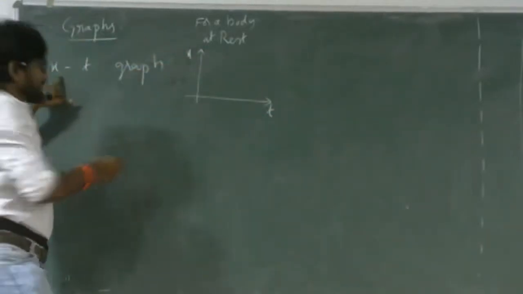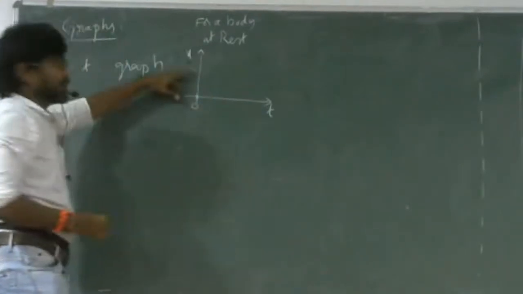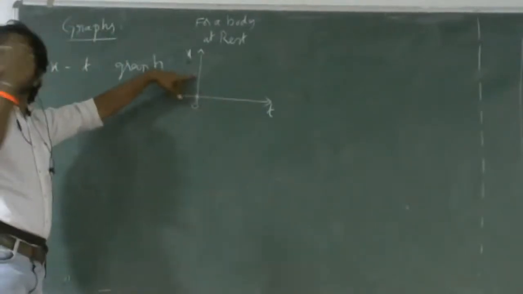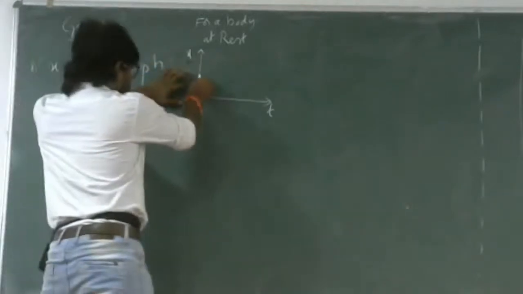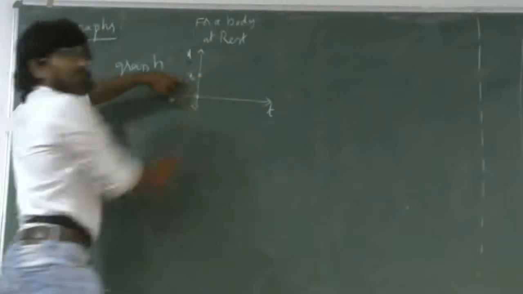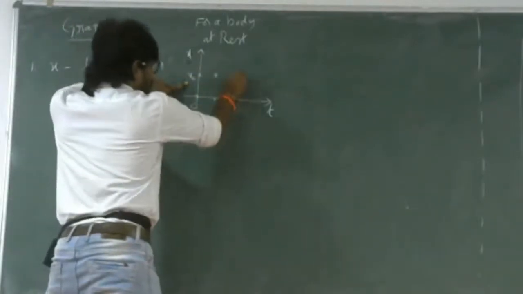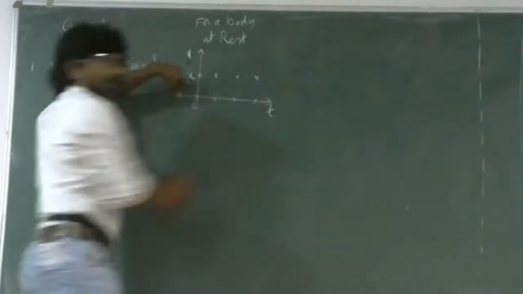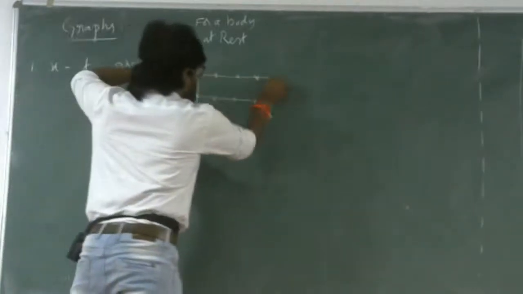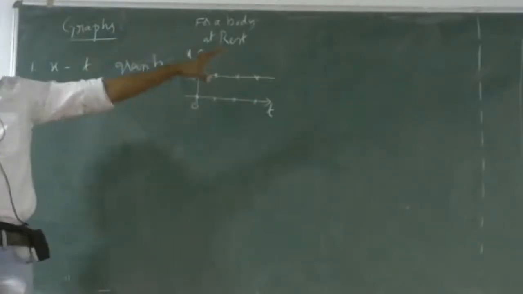For a body at rest, at time t equal to 0, the body should be at some distance from the origin, somewhere here I can say x naught. After 1 second it will be at the same point, after 2 seconds the same point, 3 seconds the same point, so its position will not change, so the graph is a straight line parallel to the time axis.